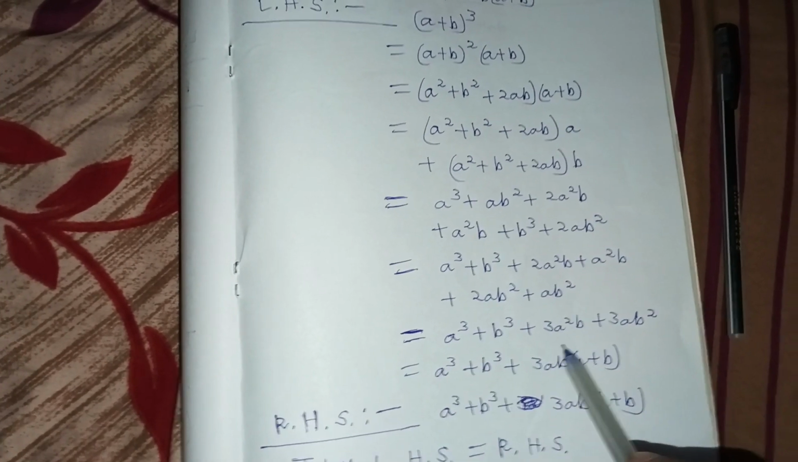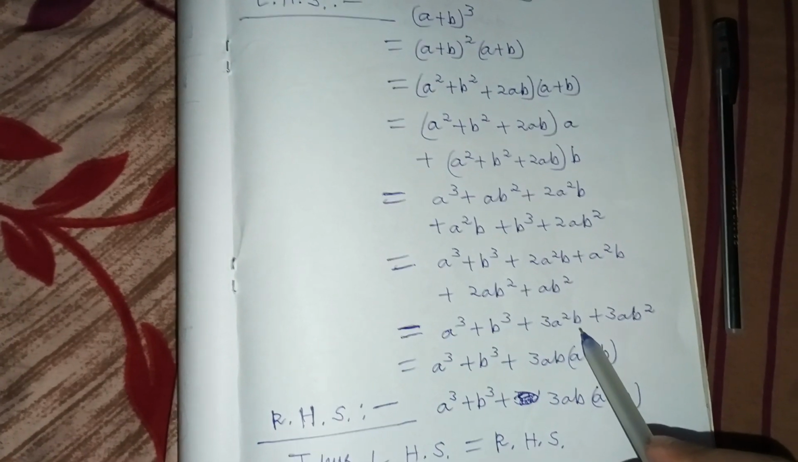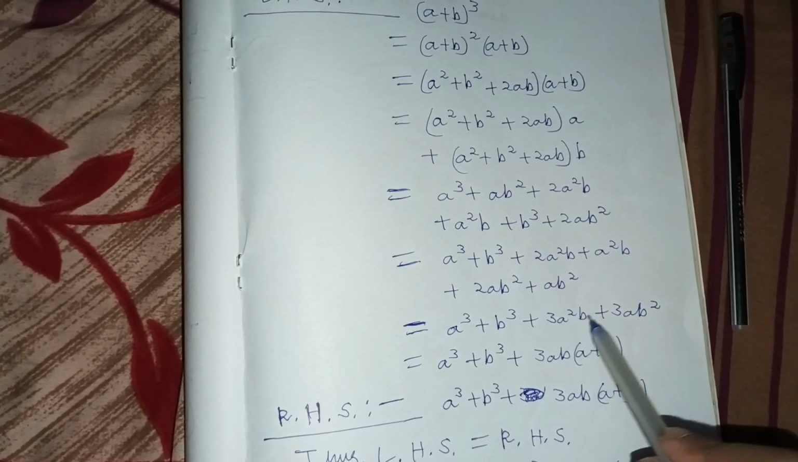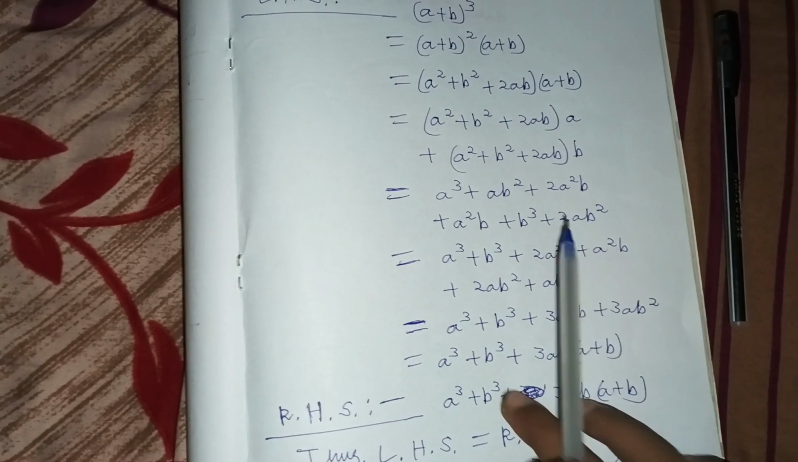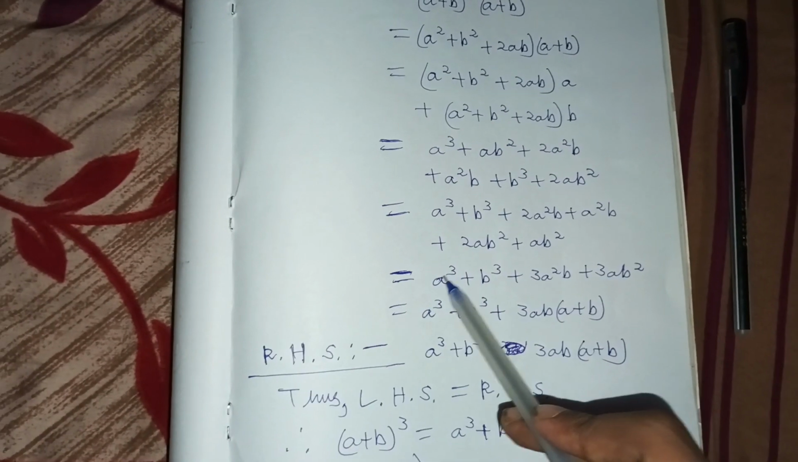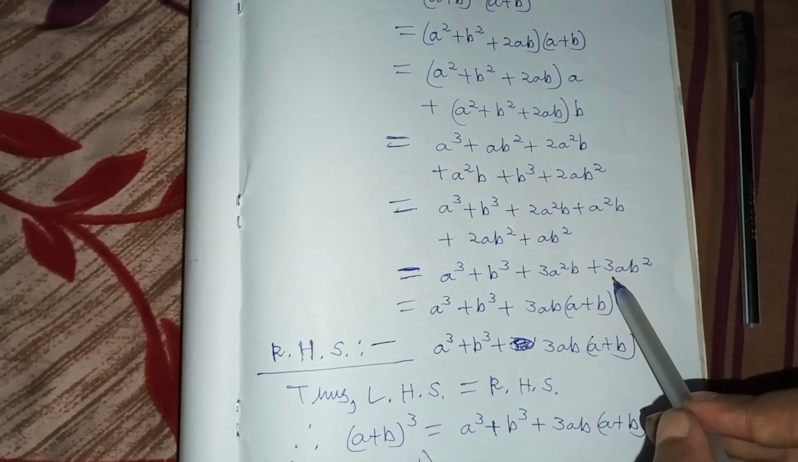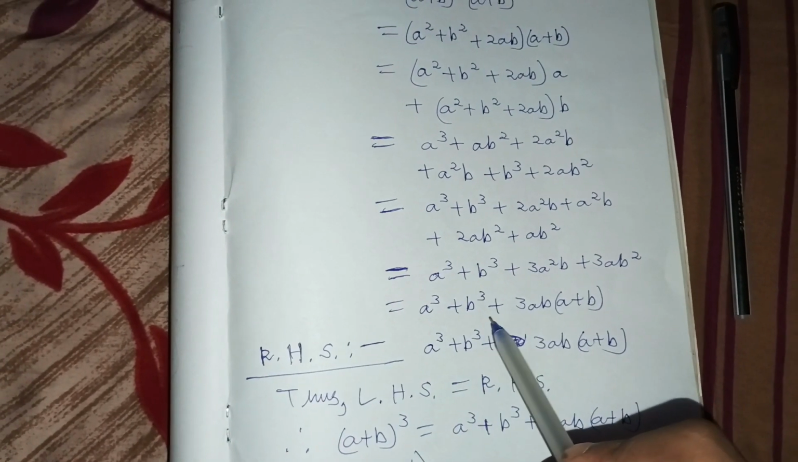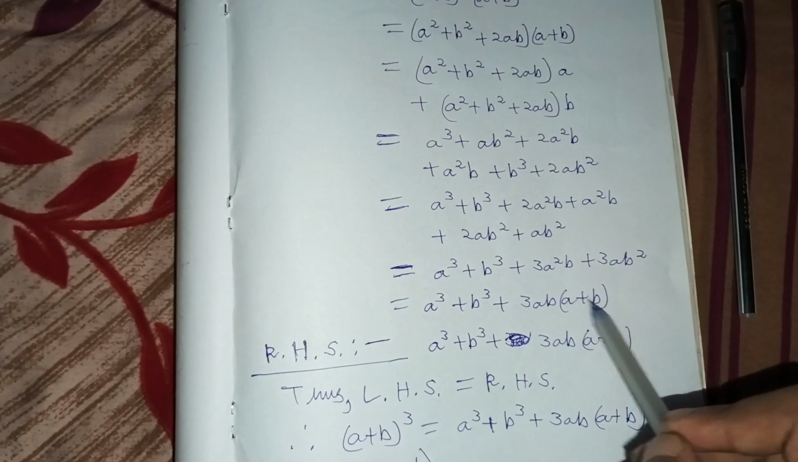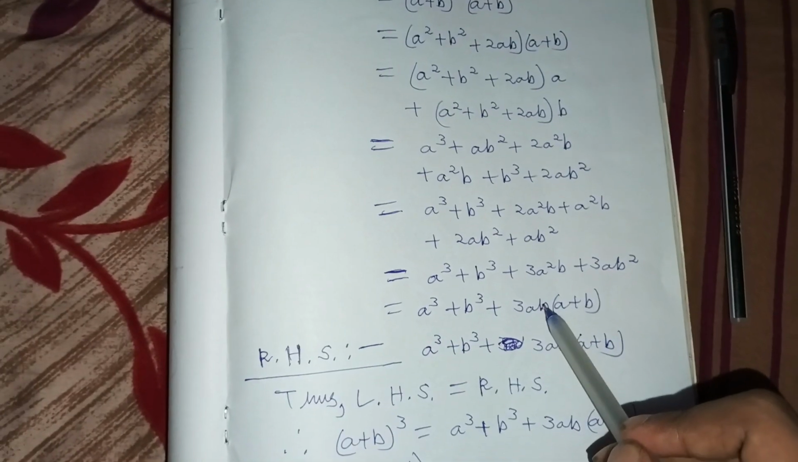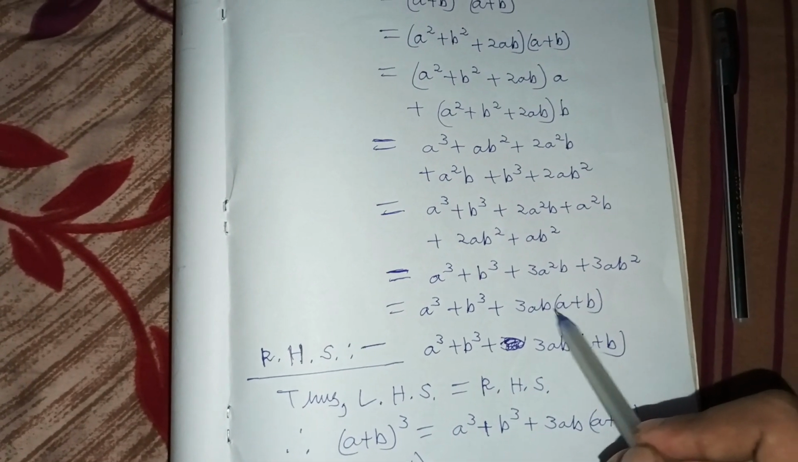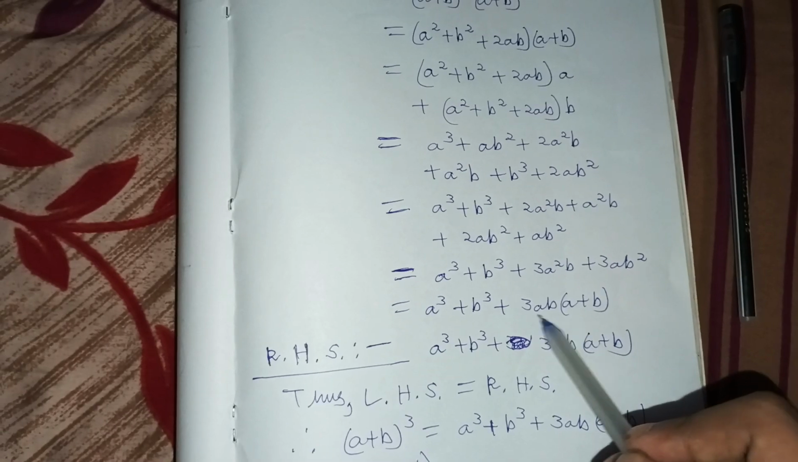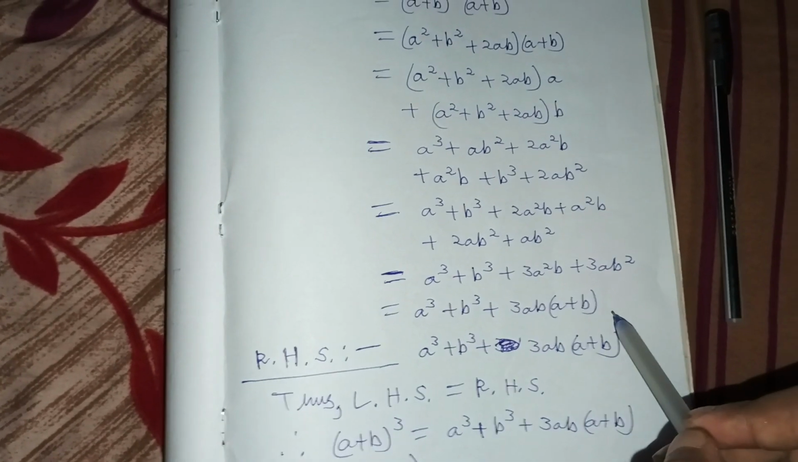Now we will take 3ab as common from 3a²b + 3ab². So a³ + b³ + 3a²b + 3ab² can be written as a³ + b³ + 3ab into (a + b), because 3ab into a will be 3a²b and 3ab into b will be 3ab².